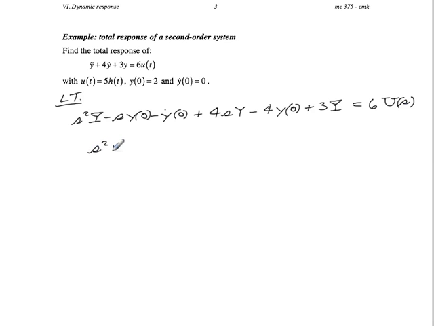So I have s squared plus 4s plus 3 all times Y. On the right hand side I have my Laplace transformed input times 6. I have s times the initial value for y, I have 4 times the initial value for y, and I have the y dot initial like that.